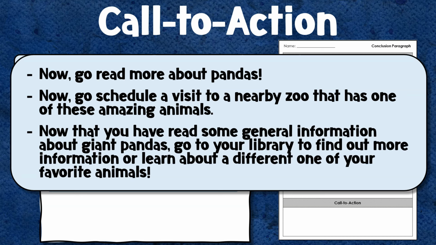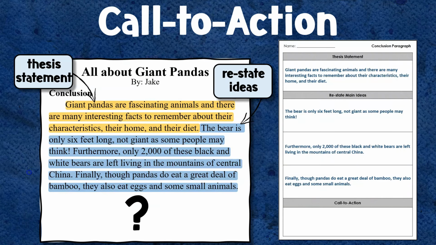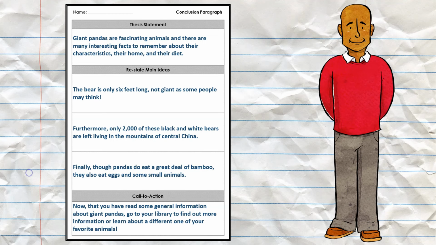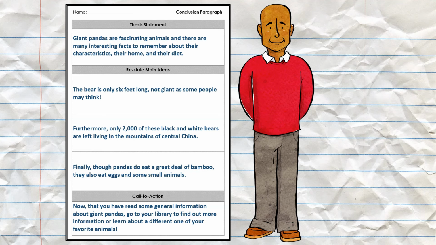Thirdly, now that you have read some general information about giant pandas, go to your library to find out more information or learn about a different one of your favorite animals. All three of these would meet the requirement of call to action, but as I read through, I think the third one fits best with what I've already written. Now, I would recommend reading through your conclusion again just to be sure everything flows well. And if it does, have a teacher come over and check it out, and you're done.